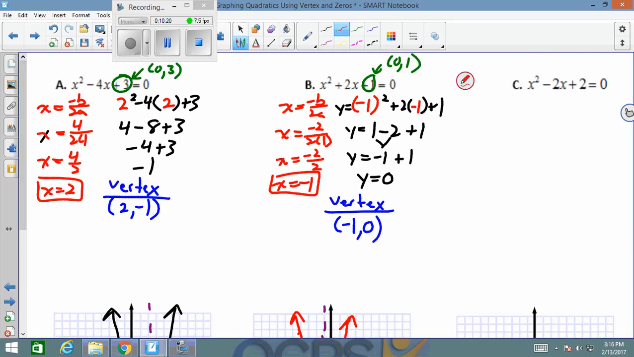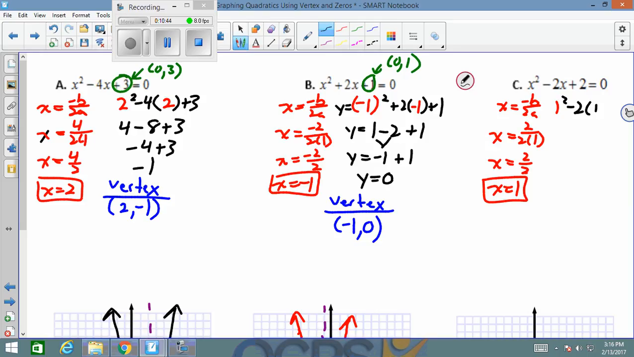Okay. Last one. Okay. X equals negative b over 2a. So x would equal positive 2 over 2 times 1. So x is 1 in this case. Again, we're going to put it in to get our y. So it would be 1 squared minus 2 times our 1 plus 2. And 1 squared is just 1 minus 2 plus 2. That's negative 1 plus 2, which is 1.